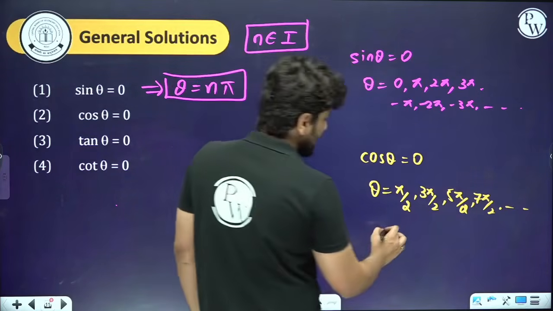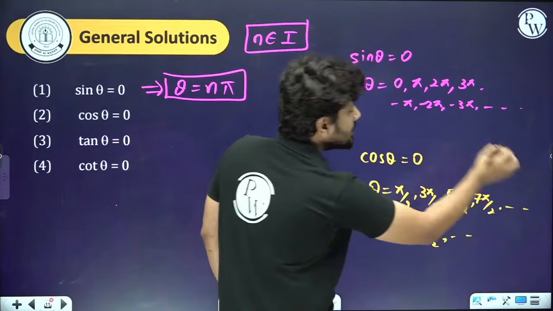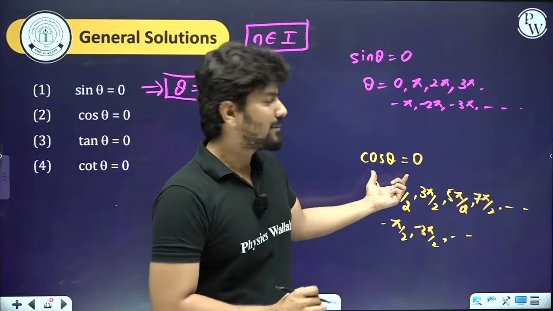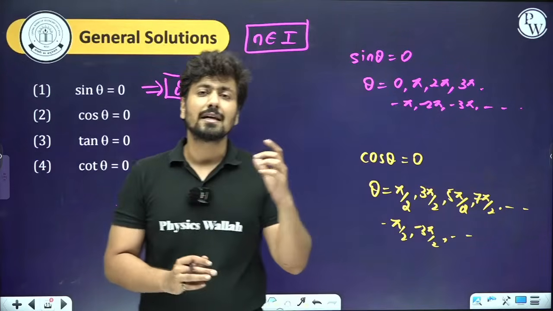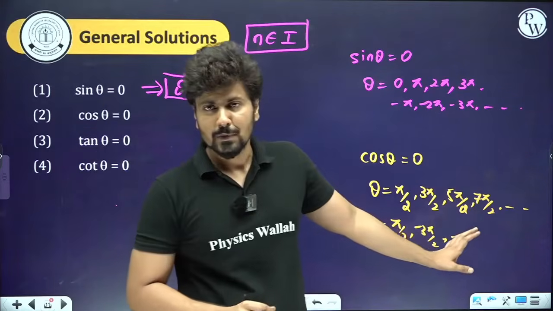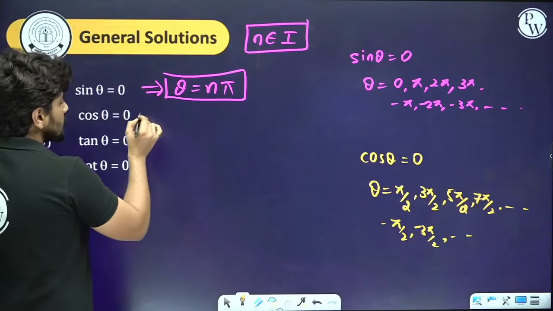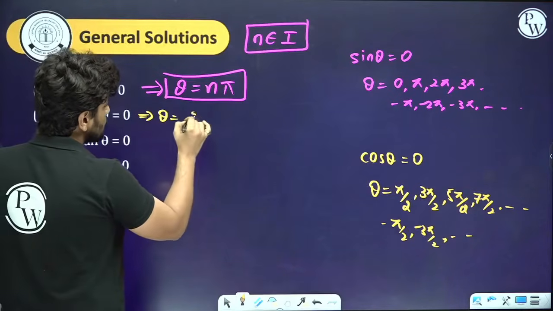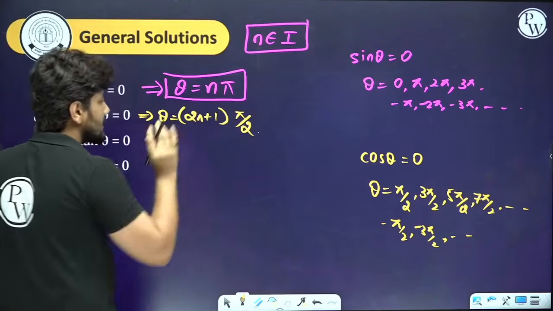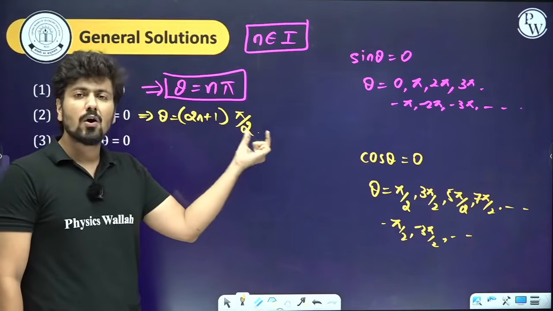And also minus pi by 2, minus 3 pi by 2, minus 5 pi by 2, and so on. So there are again infinite solution to this particular equation, cos theta is equal to 0. There are infinite solution to this, and we can write all of these solutions like this. So the way to write all of these solution in general format goes like this: theta is equal to (2n plus 1) times pi by 2. As I told you that cos theta is 0 at odd multiple of pi by 2.